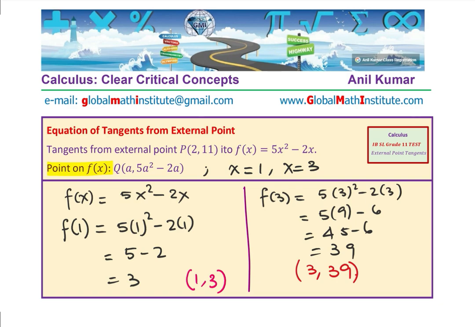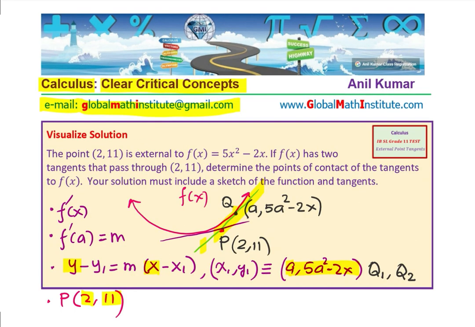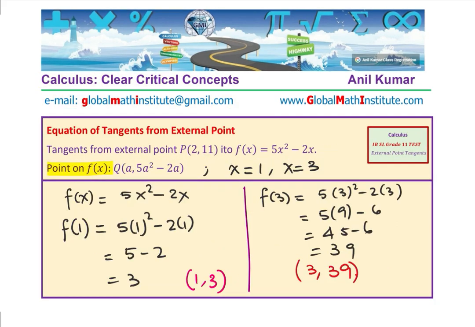Correct? So do you understand how we found the points on the curve? So basically, if I go back to our drawing, which is drawn here, we have found these 2 points, right? We have found one point here, which is 1 and 3, and the other one is 3 and 39. Makes sense? So that is how we have actually solved this particular question, where points were required to be found. Correct?